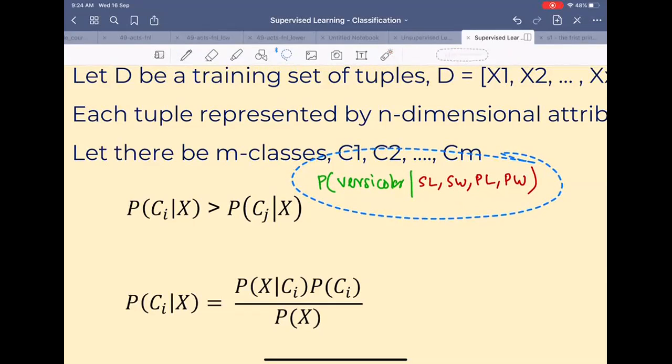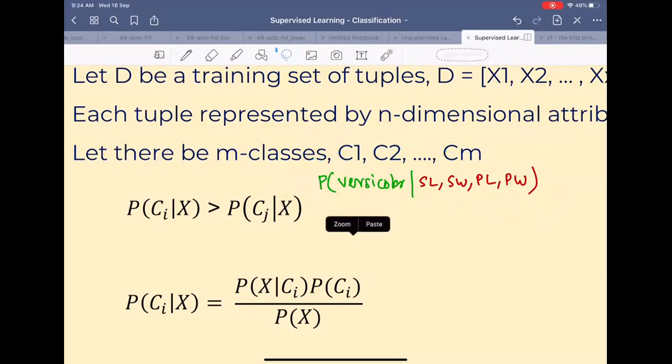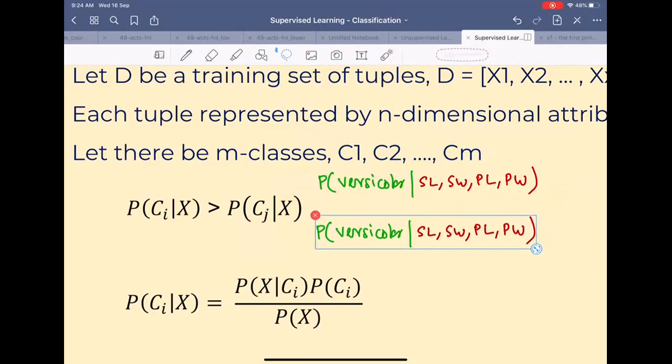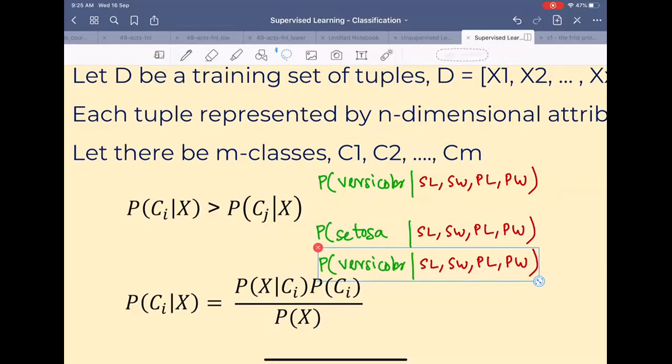Let me copy this and paste it so that I don't have to write it again. And I change this to Setosa. And I create one more copy. And I change this to Virginica.